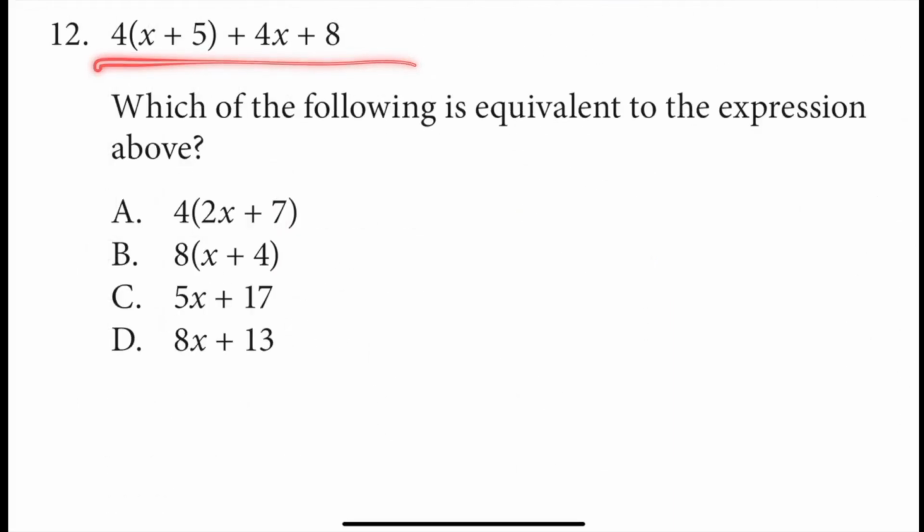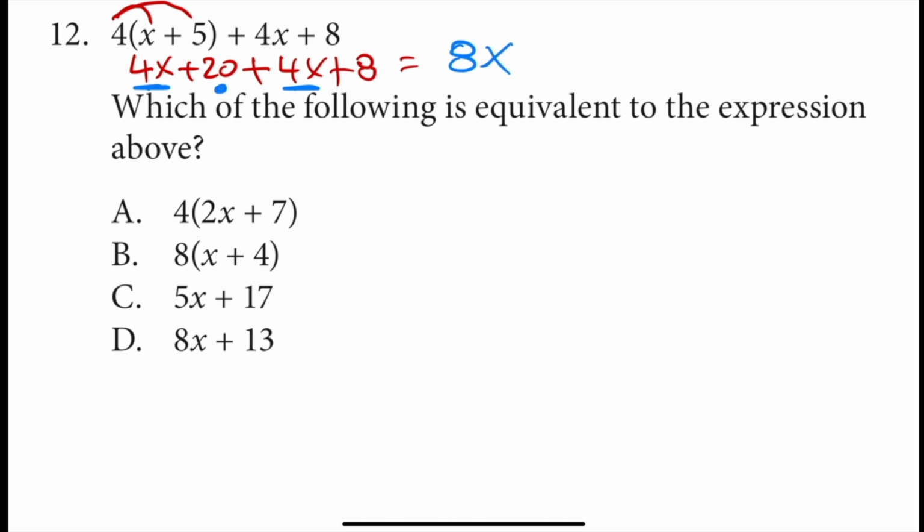Next. Number 12. Which of the following is equivalent to the expression above? Let's simplify this thing. If there's a parenthesis and a number in front of it, you have to distribute. You have to distribute that 4 times the x, which is 4x, and then 4 times positive 5, which is positive 20. I bring down everything else. I'm looking at my answers to see if that makes sense. Then after that, I want to simplify or combine like terms, meaning the 4x with the 4x is going to give me 8x, and the 20 with the 8 is going to give me 28.